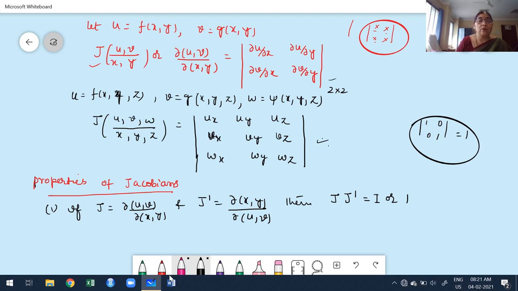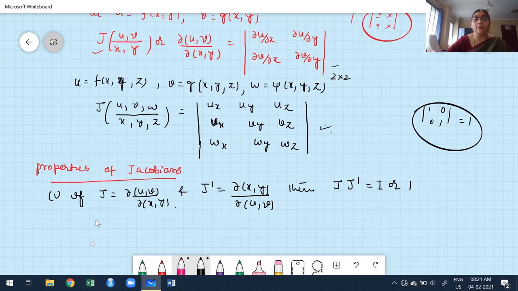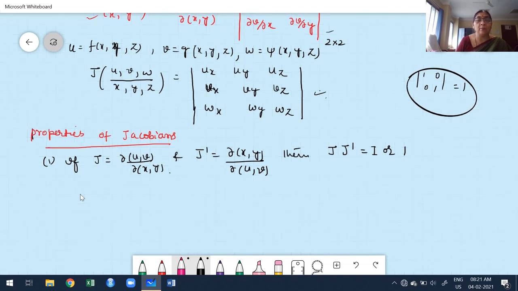Therefore, if Jacobian J is the Jacobian of UV with respect to XY, and J dash is the Jacobian of XY with respect to UV, once you take the product of these two Jacobians, you are expecting the identity determinant, and the value of that is 1. This is one of the properties.